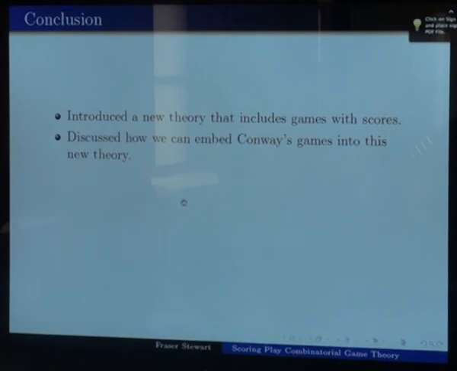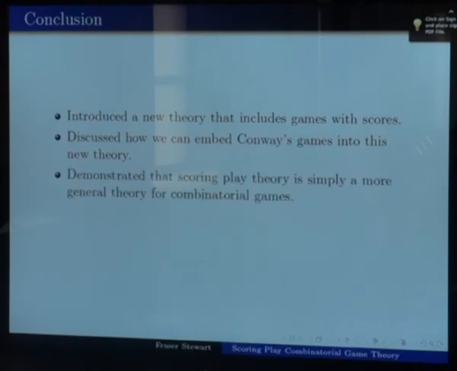So what can we conclude from what I've just talked about? The first thing is that I just introduced this brand new theory which allows us to analyze games that have scores. And I've shown that it is mathematically possible that Conway's definitions for games are actually just a special case of scoring play combinatorial game theory. In other words, my theory is a much more general idea than Conway's stuff. That's what I've shown in this talk.